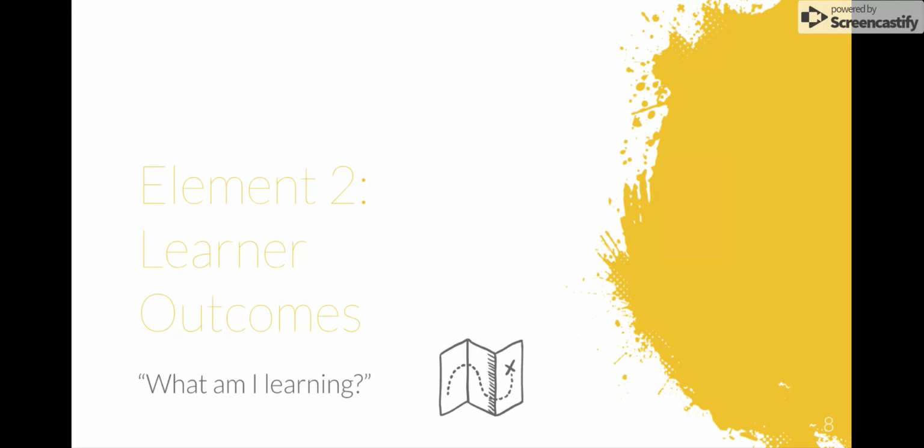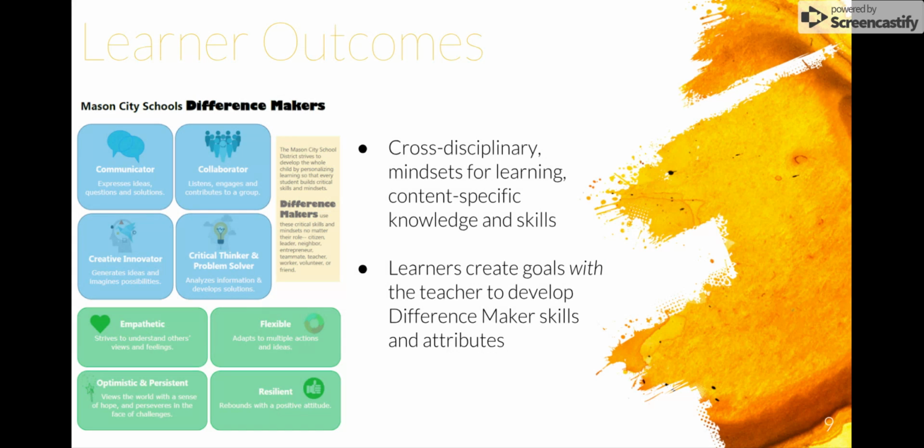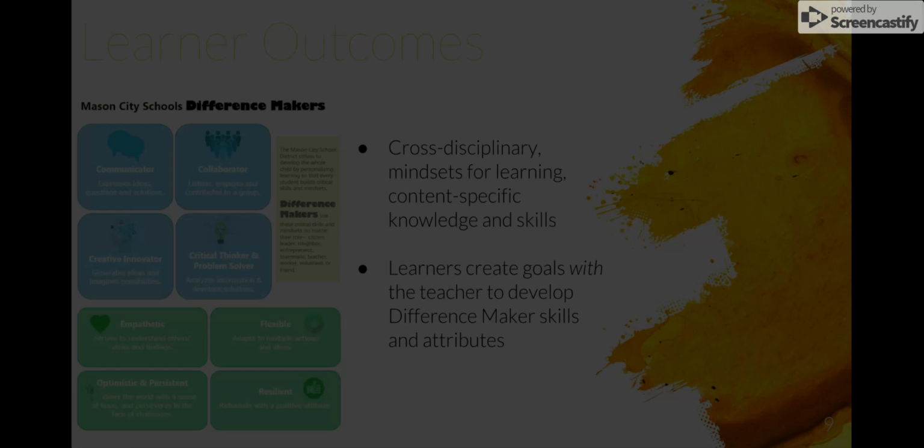The second element is learning outcomes, and this is where the student asks, what am I learning? So these should be cross-disciplinary to develop real-world skills and the ability to be creative problem solvers. In Mason City schools, we want to develop these difference makers in our students to make sure that they are able to be successful no matter what their role is in the future, as well as throughout their educational career. So this positive mindset helps them overcome obstacles.